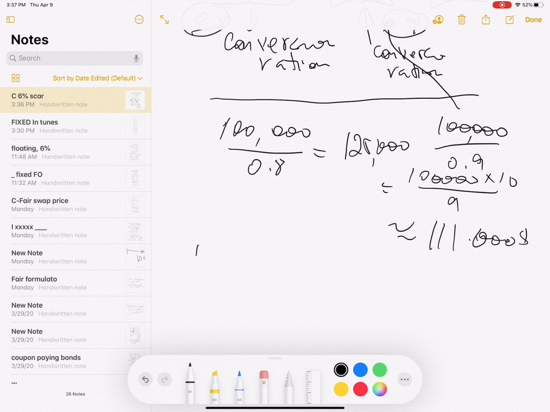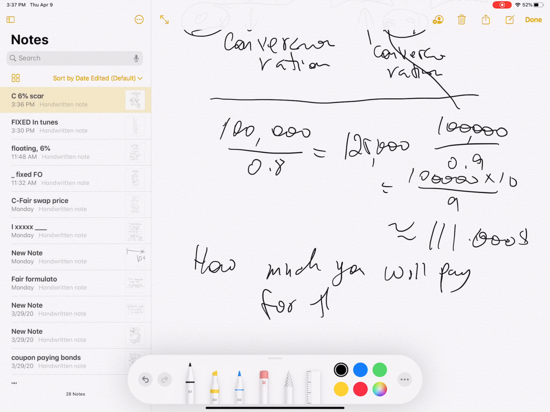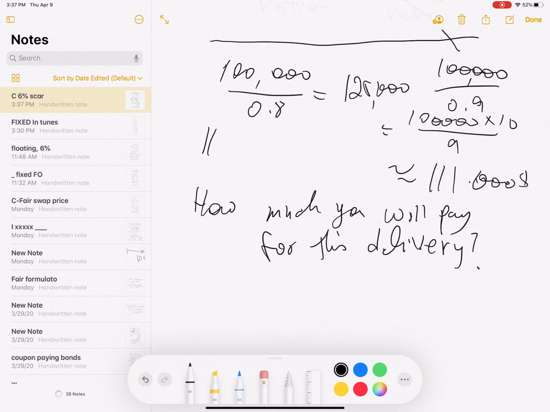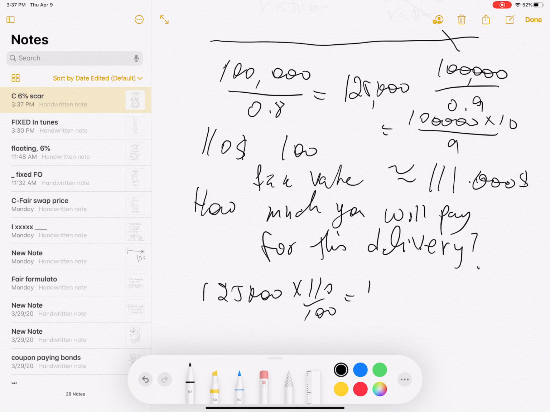Second part of the story: how much you will pay for this delivery from the seller's perspective. Okay? So for this bond, let's say the price that it's traded at, the price that you trade this bond for, is $110 for 100 face value. So how much will you pay for this bond? You are going to have 125,000 times 110 divided by 100. So this is going to be $137,500.